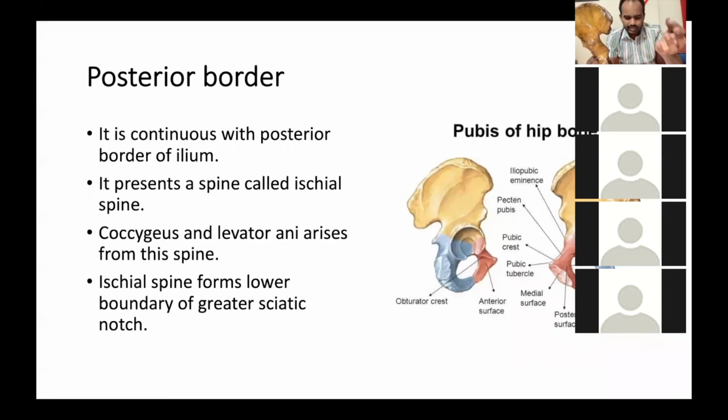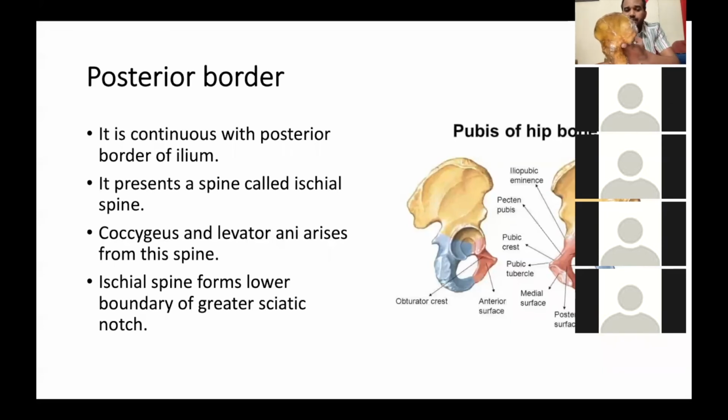Then not only that, you also see the nerve to obturator internus, the pudendal nerve, internal pudendal vessels, superior gluteal vessels and nerves, and the sciatic nerve. The sciatic nerve also passes through the greater sciatic foramen.